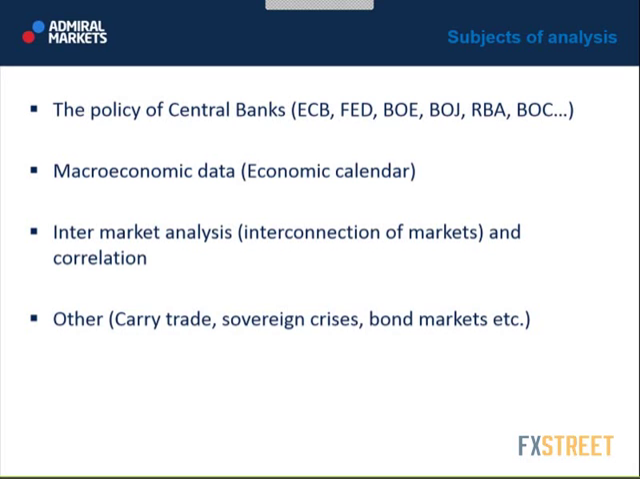Now, the subjects of analysis are various. First, we have the policy of central banks, okay? Such as the European Central Bank, Fed, BOE, BOJ, RBA, BOC. So those are all central banks. USA, Fed, Bank of England, BOE, BOJ is Bank of Japan, RBA is Reserve Bank of Australia, BOC is Bank of Canada, and so on. Okay, so the policy of central banks basically is the most important factor in fundamental analysis. But we also have very, very important factors such as macroeconomic data, which is the economic calendar. We need to follow it every single day. Then intermarket analysis, interconnection of markets and correlation, and others such as carry trade, sovereign crisis, and bond markets, okay?